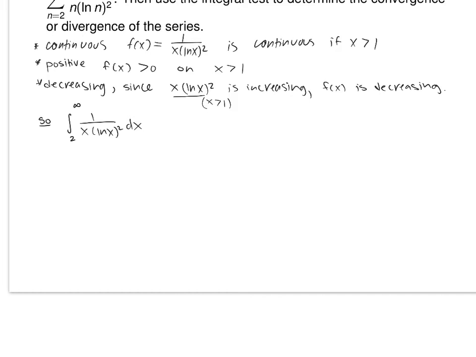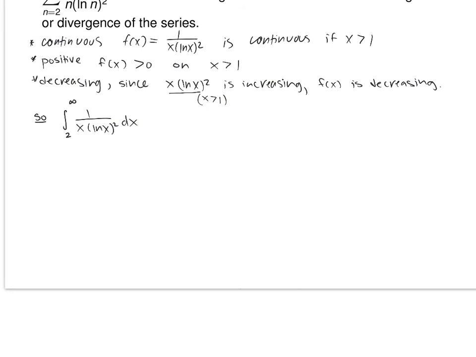So what would you substitute for in this guy? u equals ln x. I should probably do the limiting thing first though. So limit as b goes to infinity, integral from 2 to b of 1 over x (ln x) squared. du is 1 over x dx. x is 2 means u is ln 2, and x is b means u is ln b.